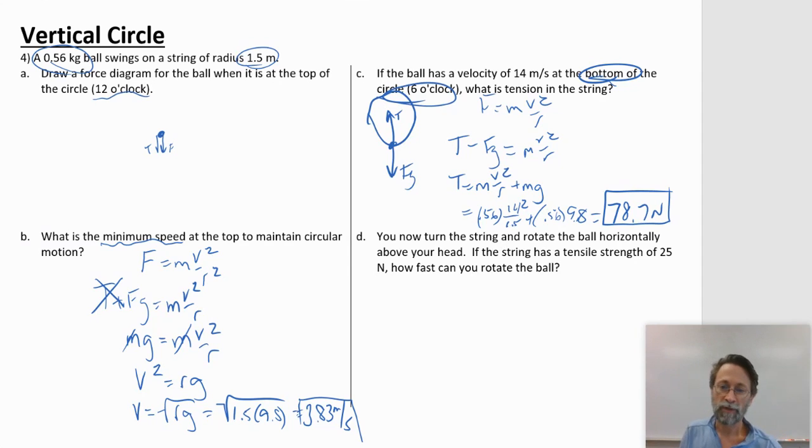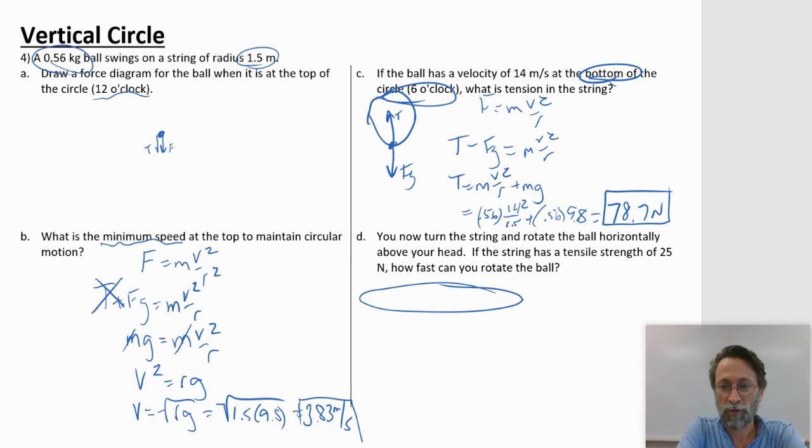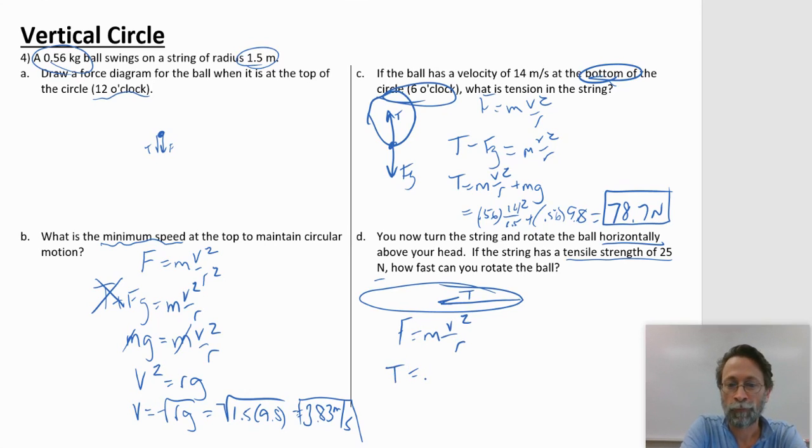You now turn the string and rotate the ball horizontally above your head. So this would be a case where you're standing there spinning it this way. If the string has a tensile strength of 25 newtons, how fast can you rotate the ball? So remember the string, that tensile strength is what's pulling it towards the center of the circle. We're going to have to assume that it's horizontal, even though we know that it would sag just a little bit. But we can do F equals mv squared over r again, plug in our tensile strength, so 25 equals 0.56 times v squared over the radius 1.5, and then solve for v.